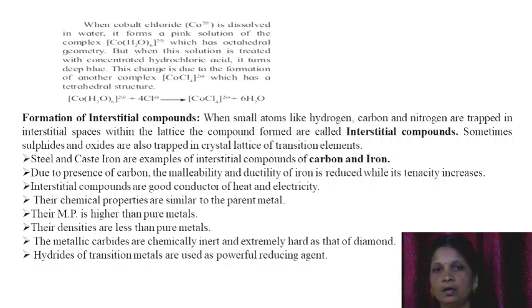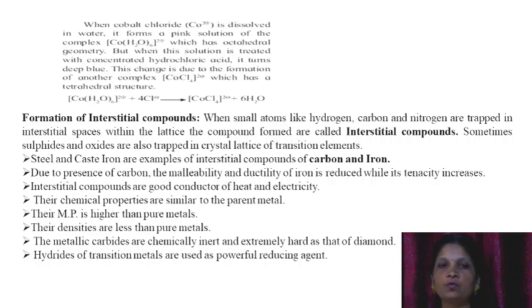But when this cobalt chloride is treated with concentrated hydrochloric acid, it turns deep blue. This change is due to the formation of another complex, [CoCl4]2-, which has a tetrahedral structure. So see here the equation: [Co(H2O)6]2+ when treated with hydrochloric acid, that is 4Cl-, gets converted into [CoCl4]2- plus 6 H2O.